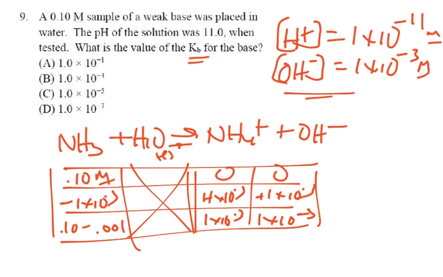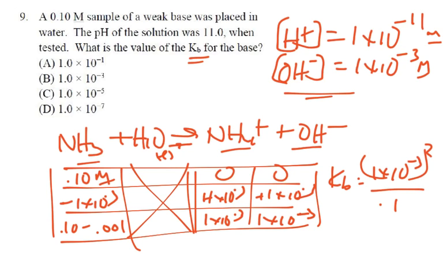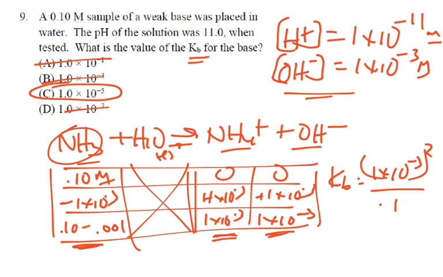So my KB expression is going to be this guy times this guy divided by this. So it's 1 times 10 to the minus 3 squared over 0.1. And so that's going to be 10 to the minus 6 over 0.1. And so that is going to be an answer of 1 times 10 to the minus 5. So the other ones are all going to be wrong. That's not really ammonia, but that's a good weak base for me to get my icebox done. I know these two because of my pH. These are the same as each other. And this is essentially 0.1. So just working this out, I get 1 times 10 to the minus 5.